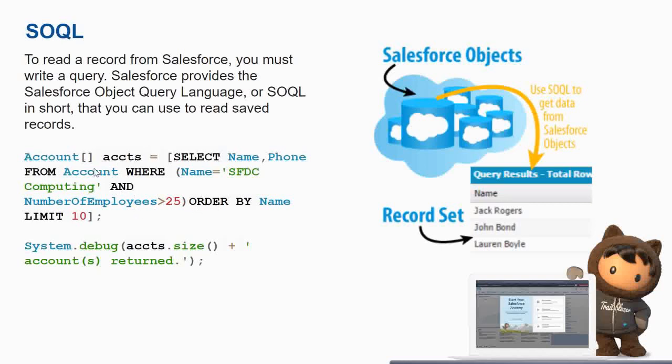So basically in this code you can see that we are getting the name and phone number from the Account object, where the name equals SFDC Computing and the number of employees is greater than 25, and you are just outputting the size of the records you have fetched. This is SOQL, and you can leverage this inside your Apex code, or you can run it anonymously as well.